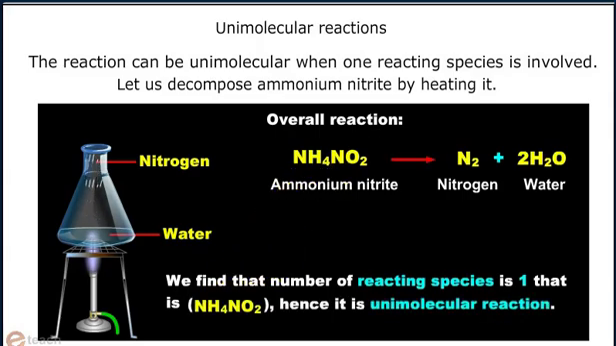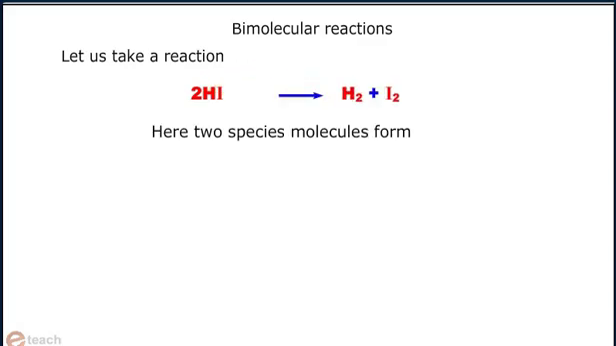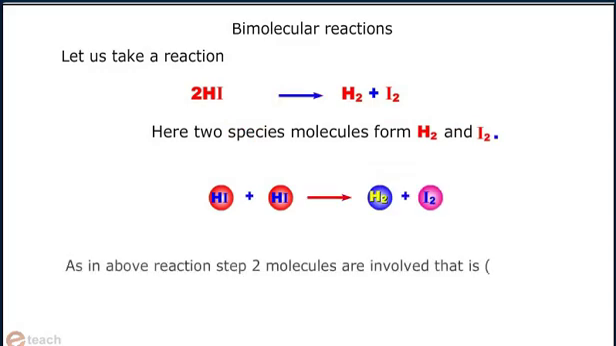The next type is bimolecular reaction. Let us take a reaction. 2HI gives H2 plus I2. Here, two molecules of HI form H2 and I2. As in the above reaction step, two molecules are involved, that is, two molecules of HI. Hence, it is a bimolecular reaction.